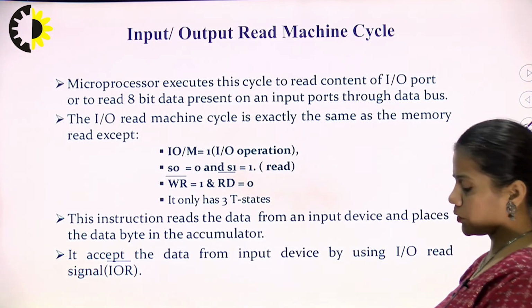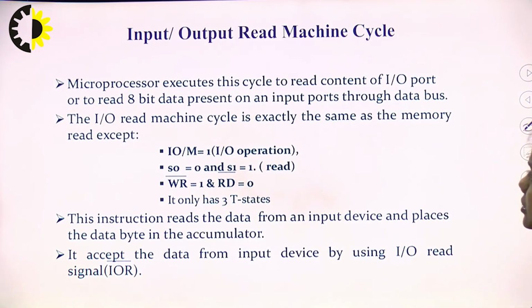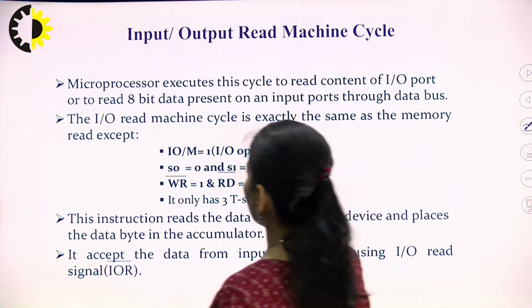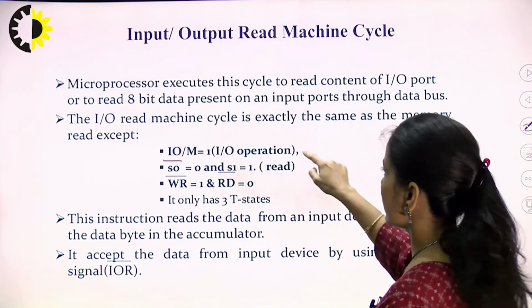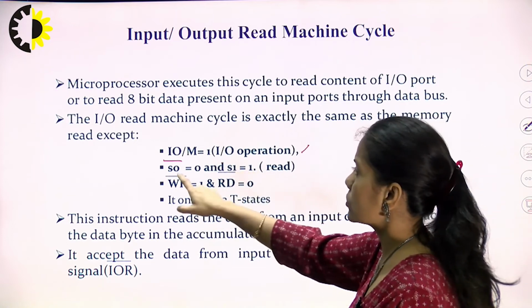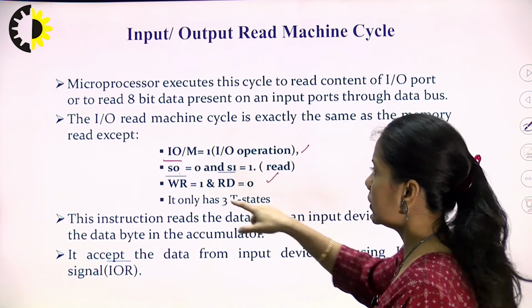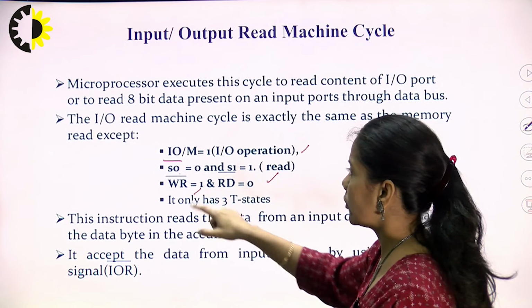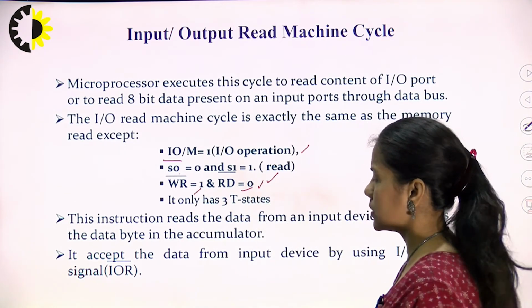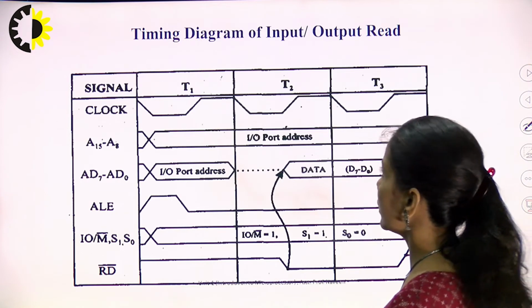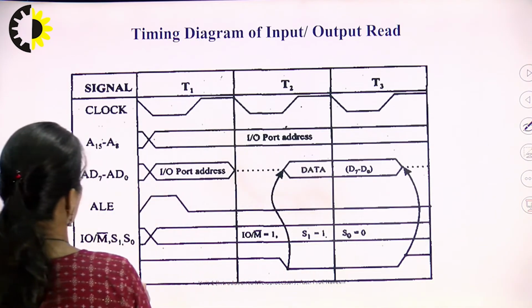Now we talk about the input output read machine cycle. Since this is the input output operation, IO/M bar should be 1 here. S1 and S0 are 1 and 0, the write signal is 1 and read is 0, because these are active low signals. So, let us have a look at the timing diagram of the input output read operation.